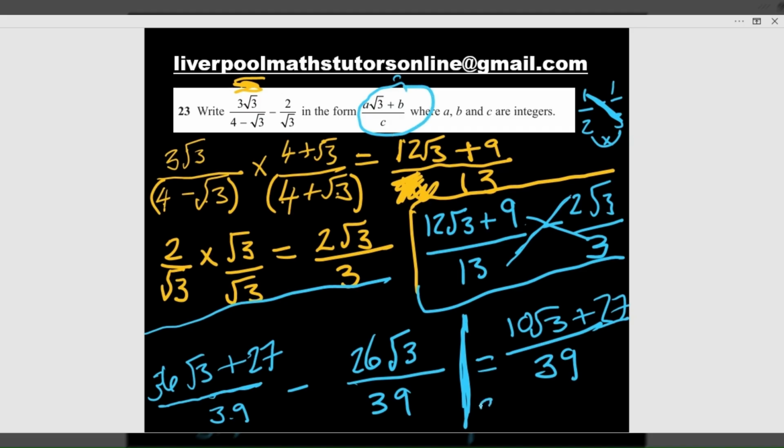So A was equal to 10, B was equal to 27, and C was equal to 39.